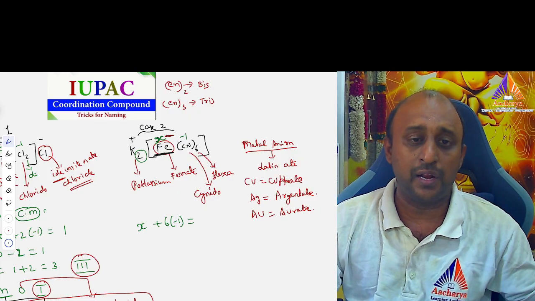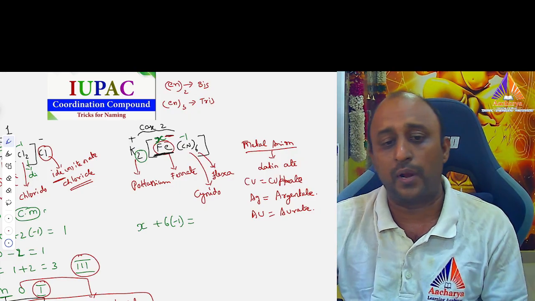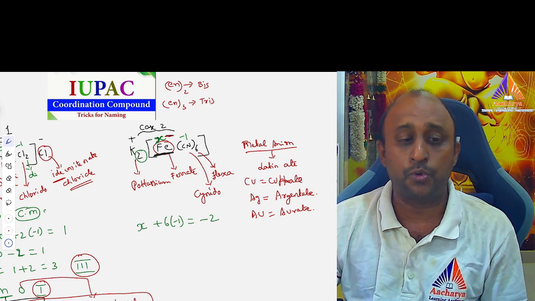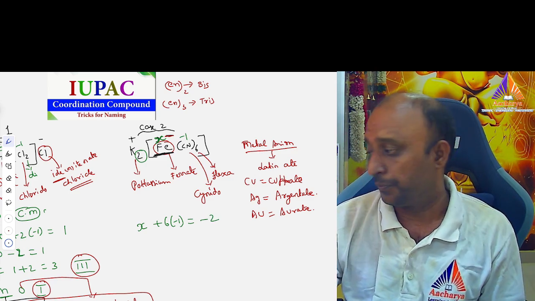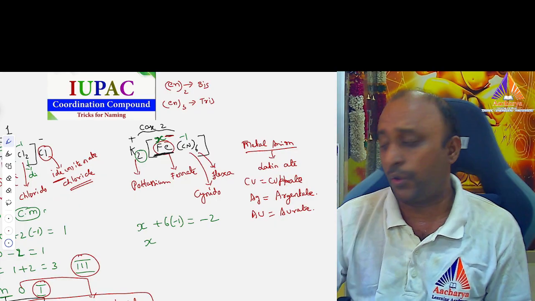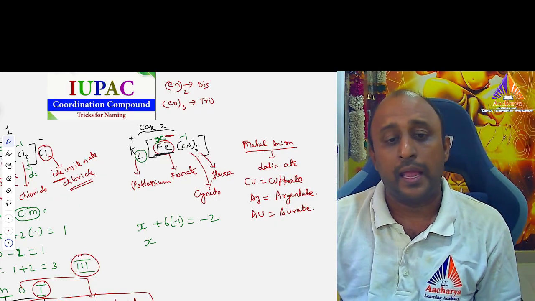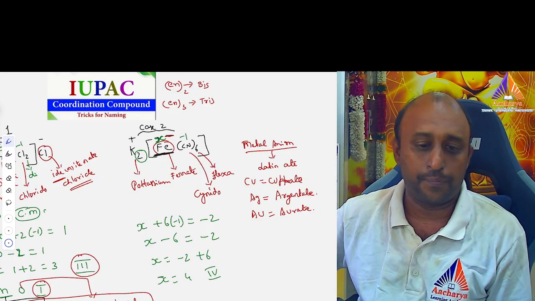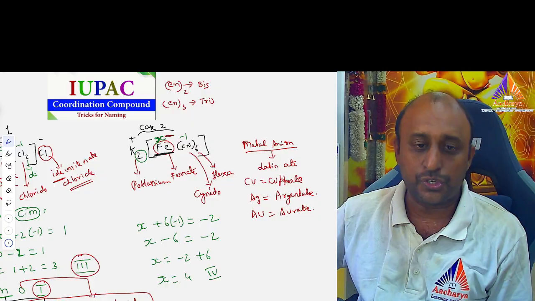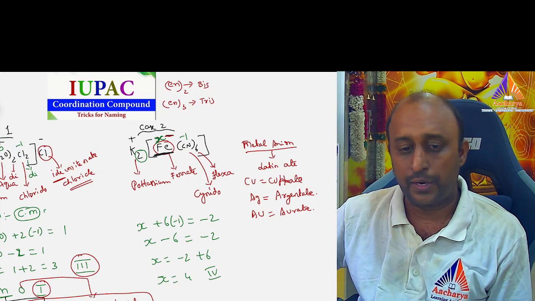When it goes from the left hand side to the right hand side, what will happen? It becomes -2. This is the most important thing. What you have to observe in case 1 and case 2 is that this difference will be there. So you can write X minus 6 is equal to -2, X is equal to -2 plus 6, so X is equal to 4. Roman number 4 you can write. In this way you are able to find the oxidation number.